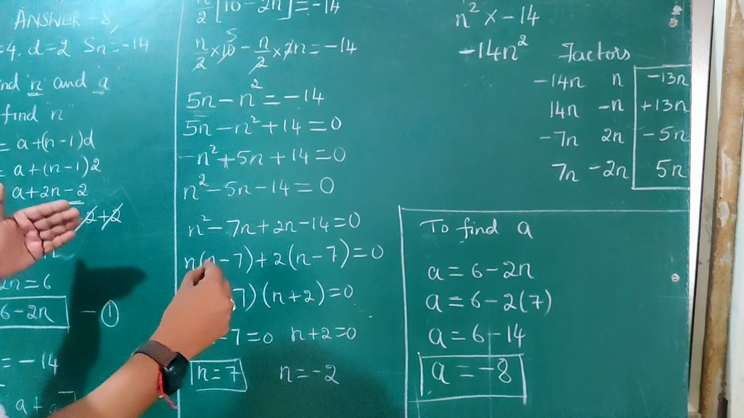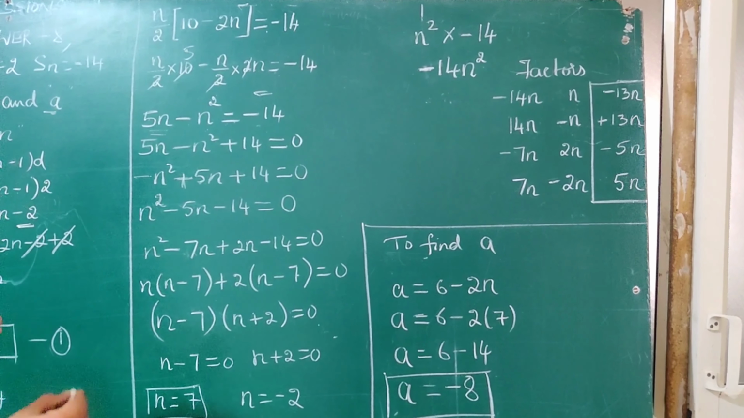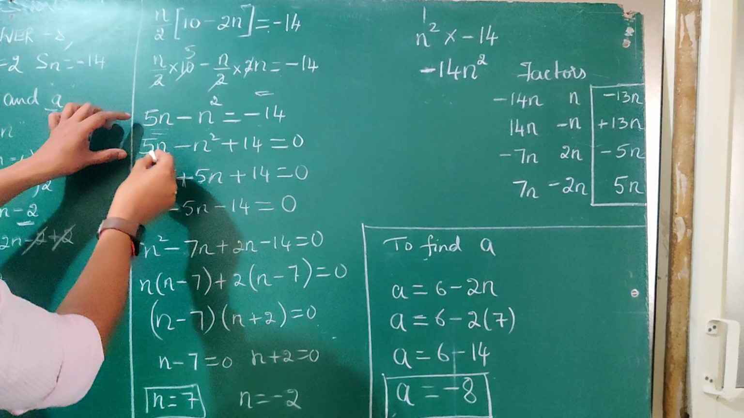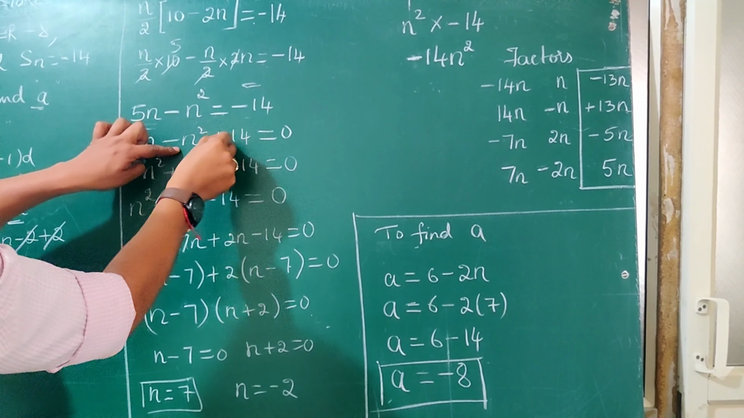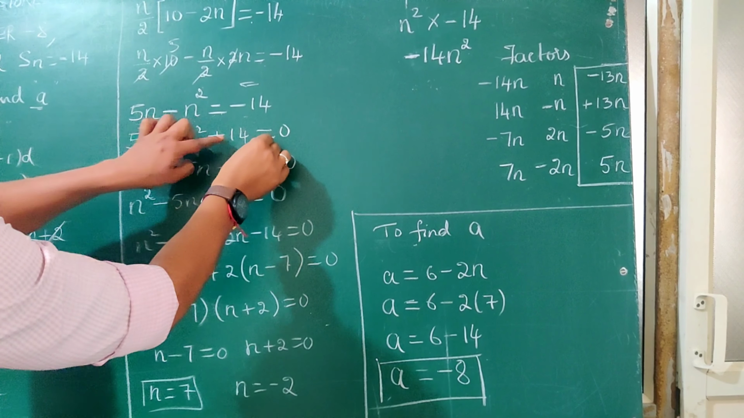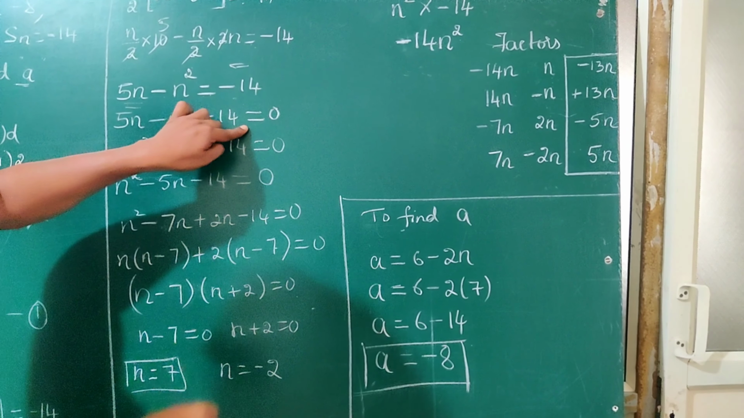Okay. Now take this minus 14, transfer minus 14 to the other side by adding plus 14 on both sides, so that 5n minus n square plus 14 we have added is equal to plus 14 minus 14 gets cancelled and what is remaining is 0.